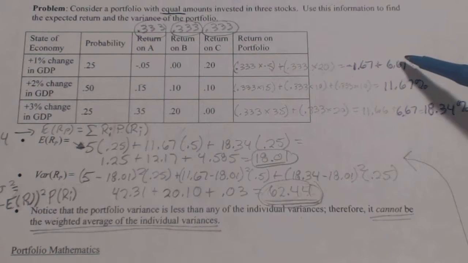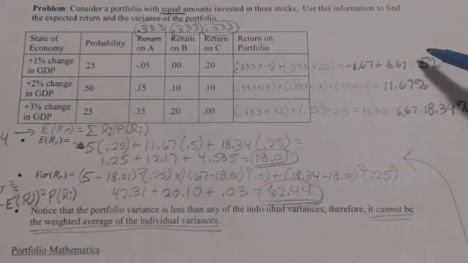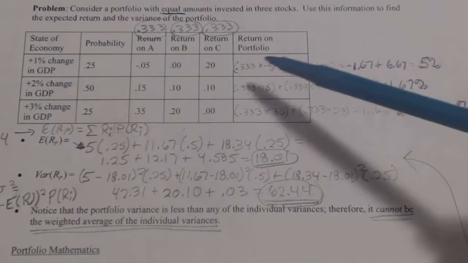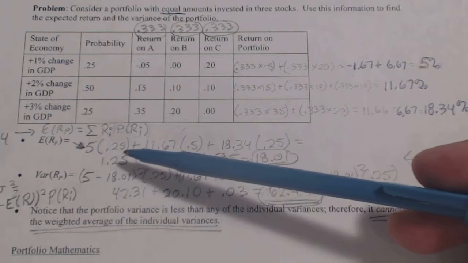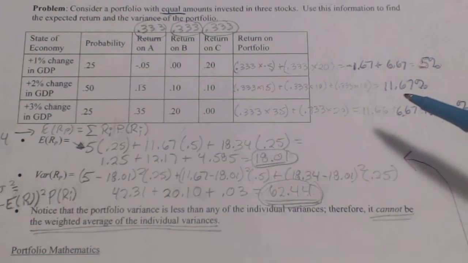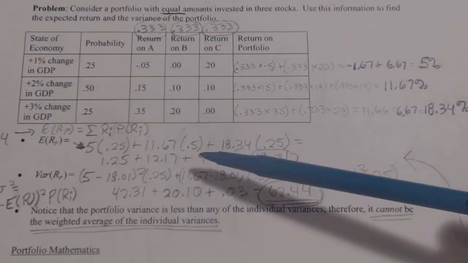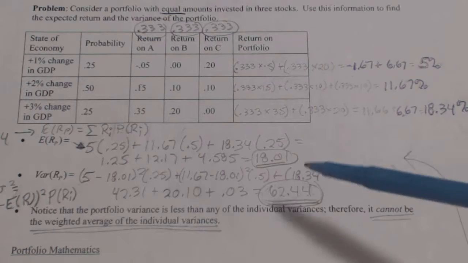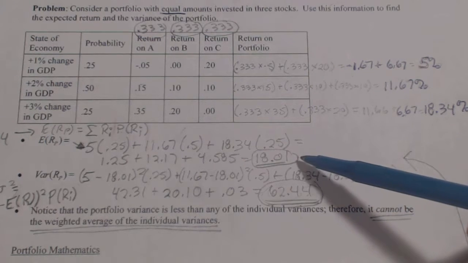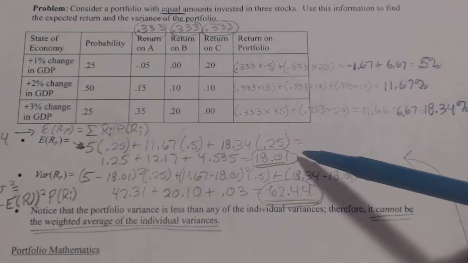To get the expected return now, it's a weighted average. You take each one of these times the weight. So 5% times 0.25, so 5 times 0.25, 11.67 times 0.5, and 18.34 times 0.25. And that gets you to an expected return on your portfolio of 18.01%.